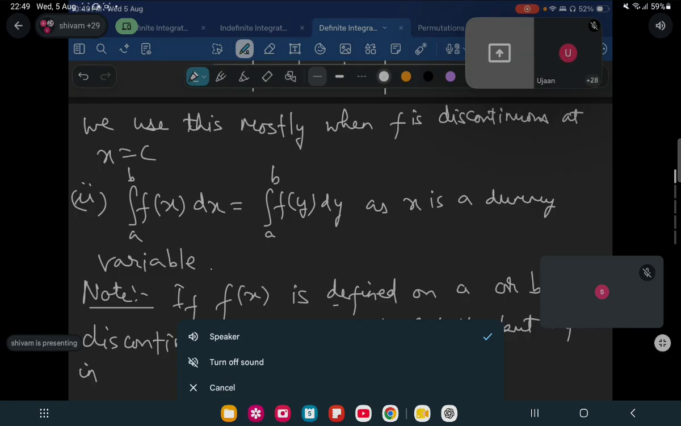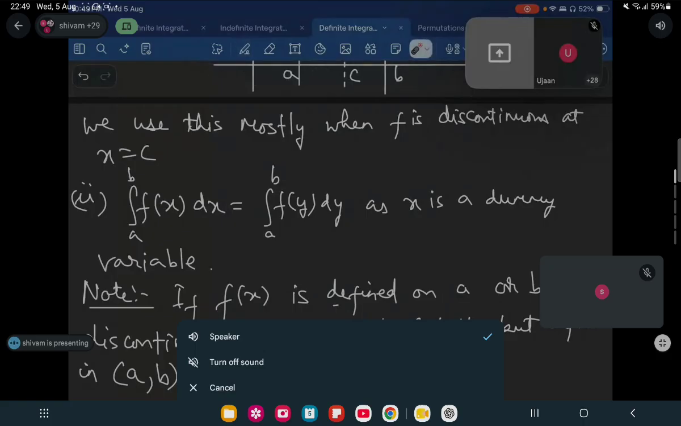Okay. But defined in the open interval A comma B. Area can still be calculated. Whether it is defined on A or B or not, if it is discontinuous at A or B, but still f of x is defined in the open interval A comma B, we can still find out the exact area. Because again, the area of that thin line at x equal to a is equal to 0.